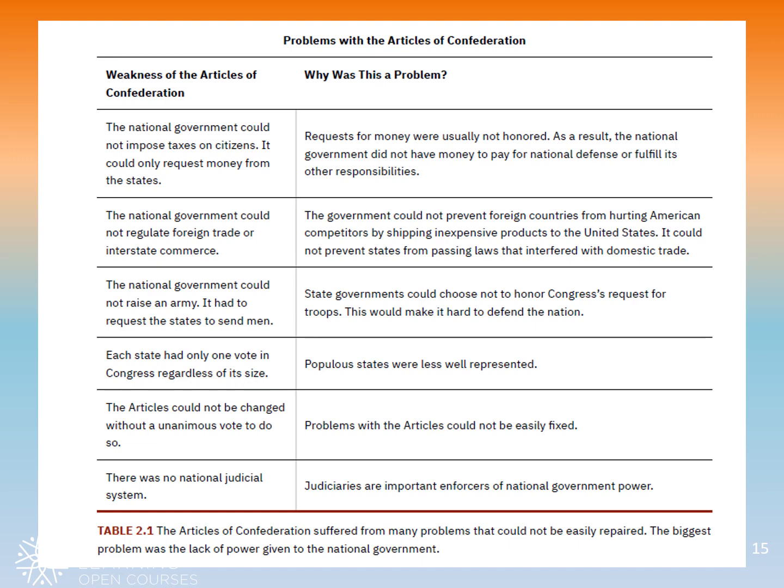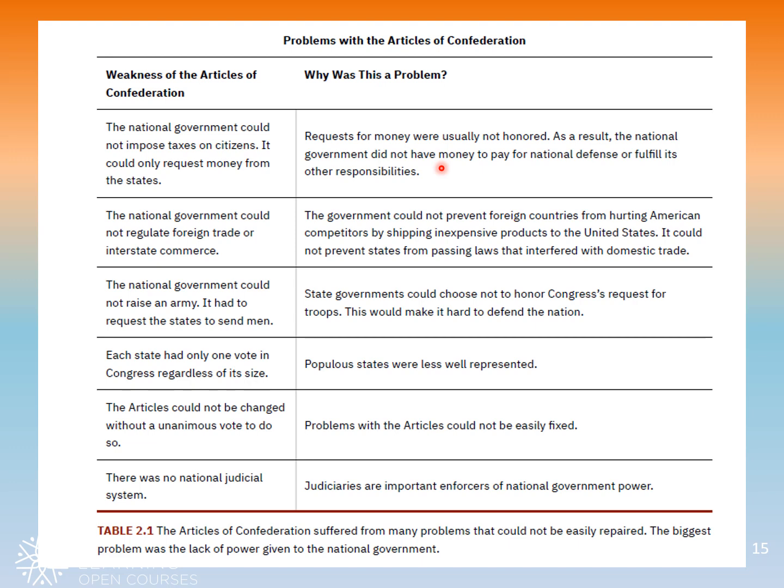And here, your book does a really great comparison because there were several problems with the Articles of Confederation, and I kind of want us to talk about those. So the national government could not impose taxes on citizens. It could request money, but it could not impose taxes.